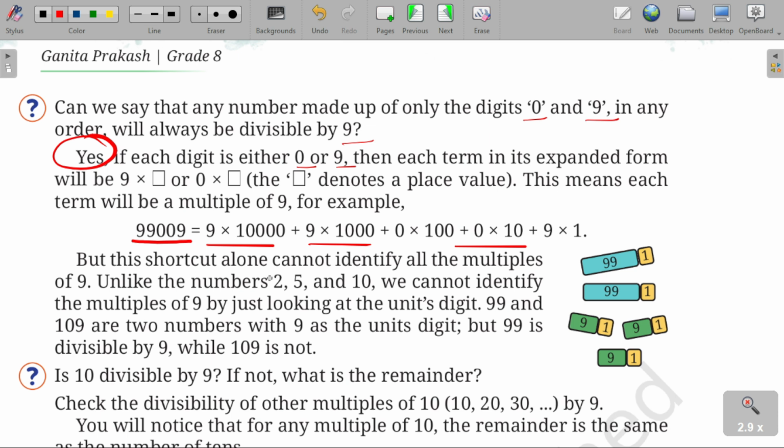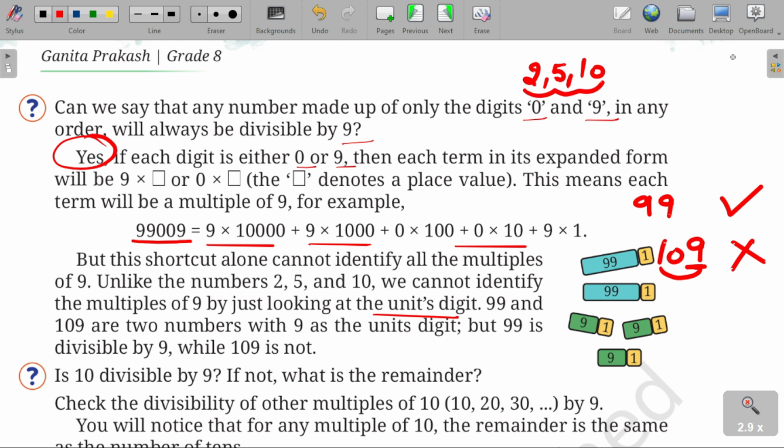But this shortcut alone cannot identify all the multiples of 9. Unlike the numbers 2, 5, and 10, we cannot identify the multiples of 9 by just looking at the unit place. Like if I have 99, yes, this is divisible by 9. But if I have 109, its unit place is 9, but the number is not divisible by 9. Are you clear? In 2, 5, and 10, when we check divisibility, we can only check the unit place and answer yes or no.